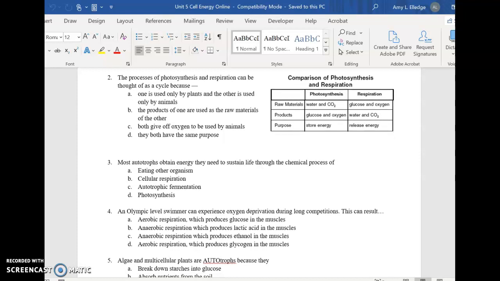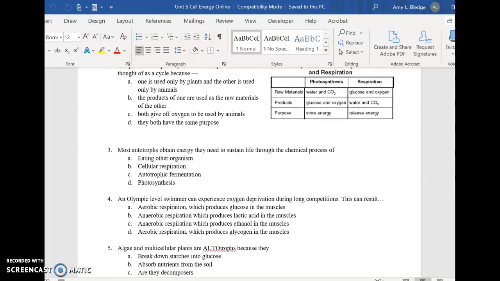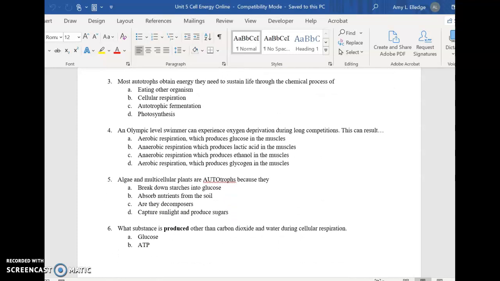They usually have one or two answers that are just not even feasible. And then they have one that's a little close maybe, and then one that's an actual answer. Most autotrophs, remember autotrophs make their own food automatically, obtain energy they need to sustain life through the chemical process of... So if you're making your own food automatically, what process are you doing? Photosynthesis, okay? If you're eating other organisms or different organisms, you're a heterotroph, and then you would be doing cellular respiration. All right, autotrophic fermentation is anaerobic respiration, and so photosynthesis is what you're doing really to sustain life.